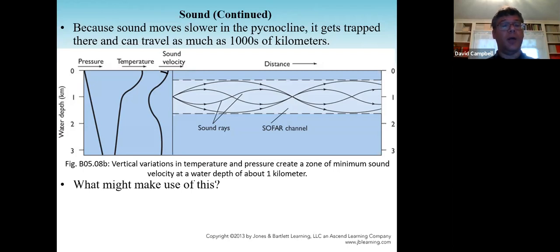Not too many other ocean animals are interested in very long distance communication, but one in particular, us. If you have a submarine, if you go down in the pycnocline and put out sound, it can be heard for very long distances. If you want to be heard, that's good. If you're a military submarine trying to hide, then that's bad. And you'll want to avoid the pycnocline as much as possible as you're traveling around.